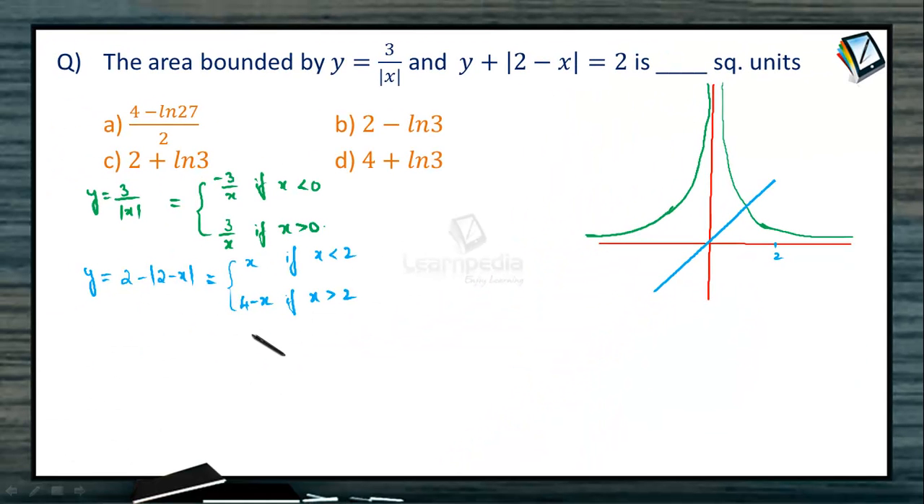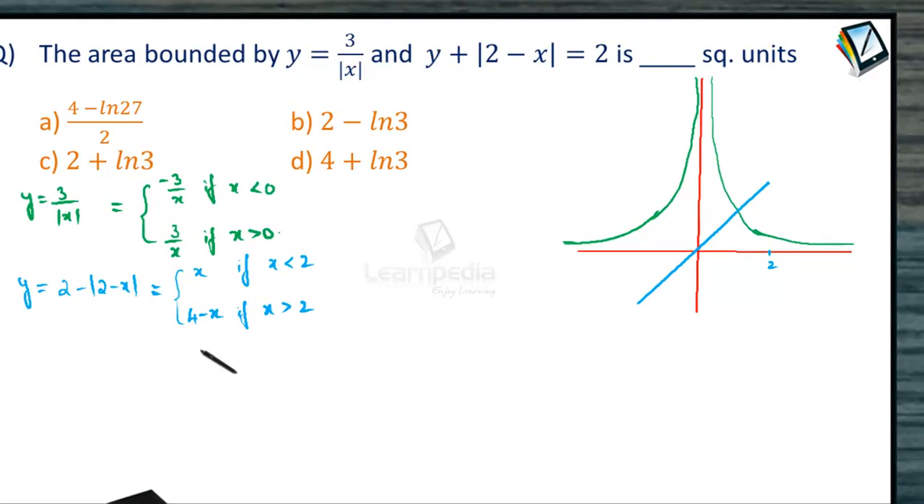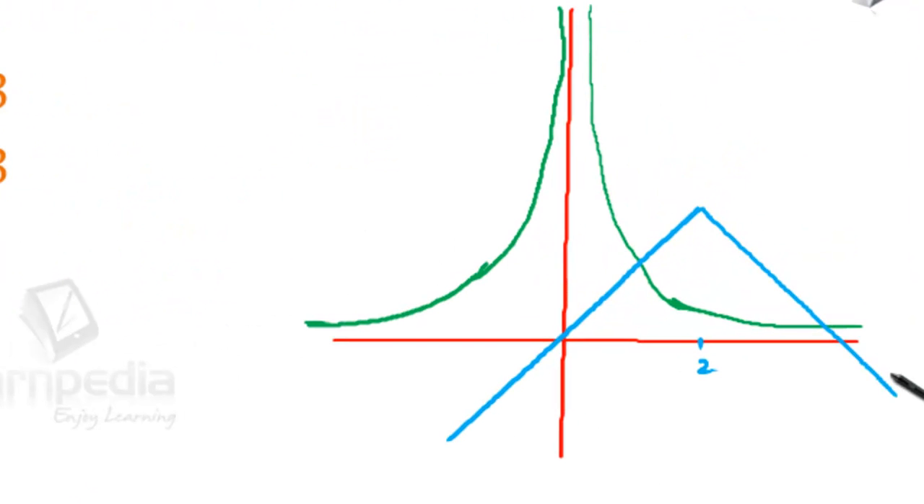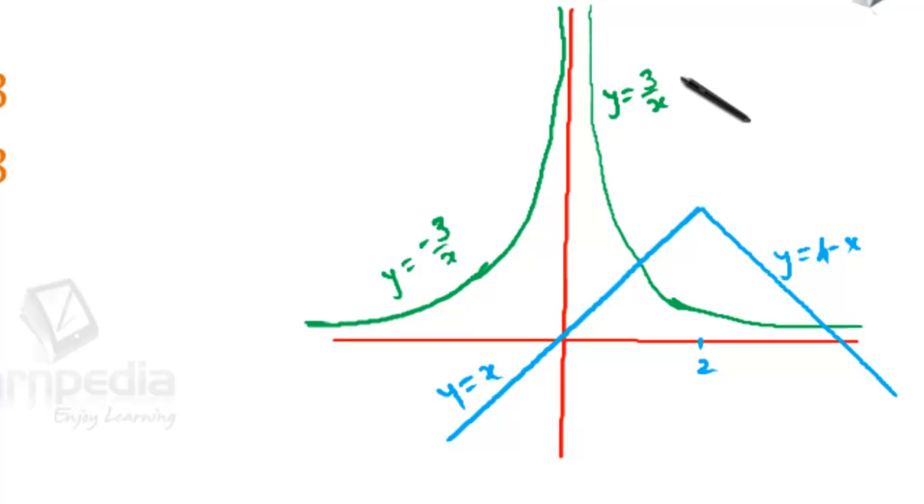So again this line would pass through 2 and it will cut x-axis at 4. So how will be the line? Yes, that would be a line with negative slope. So this is the portion which identifies y equal to x. This is the line which is y equal to 4 minus x. And similarly, as we have seen, this is y equal to minus 3 by x curve, and this is y equal to plus 3 by x curve. Now which area is required for us? The area bounded by these two curves. So can you identify which region is bounded by these two curves? Yes, the region required is this shaded region.